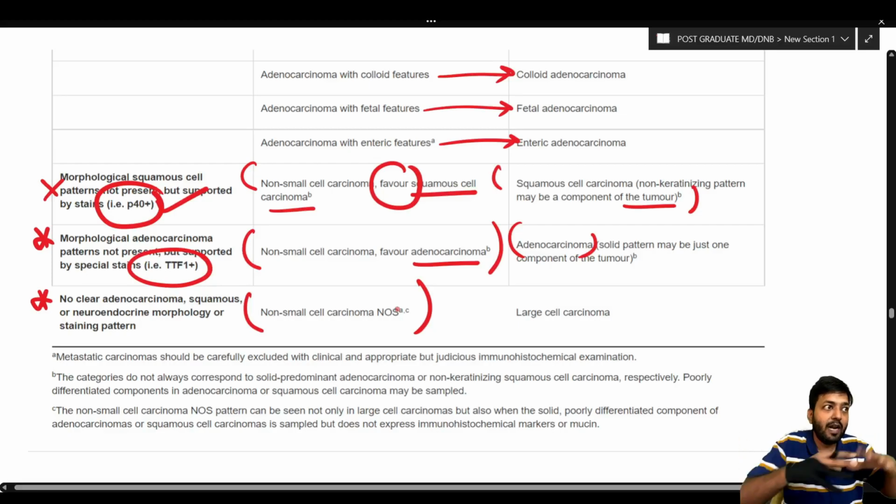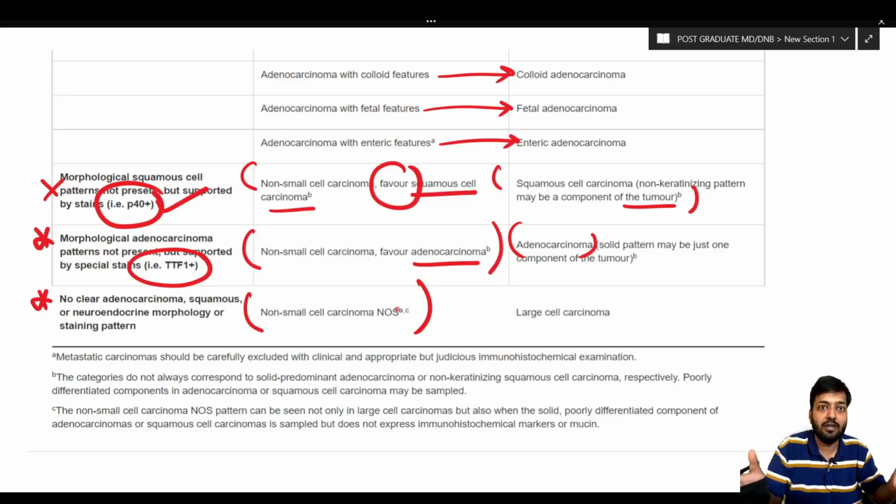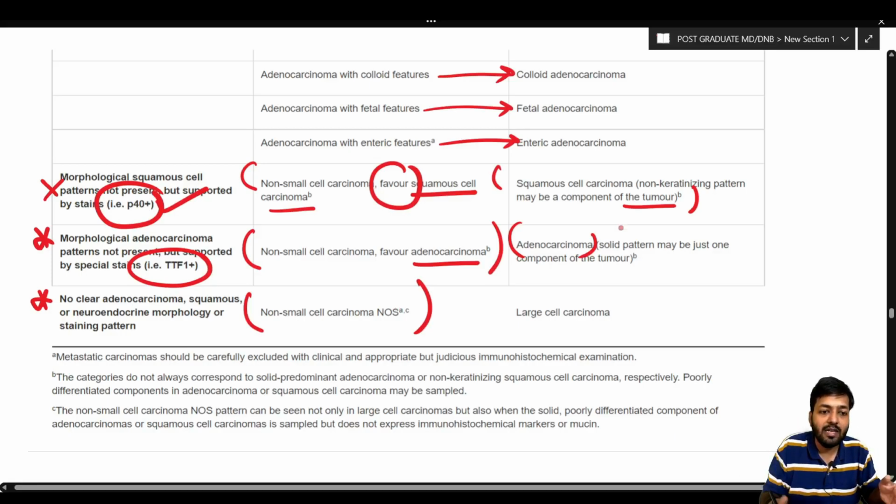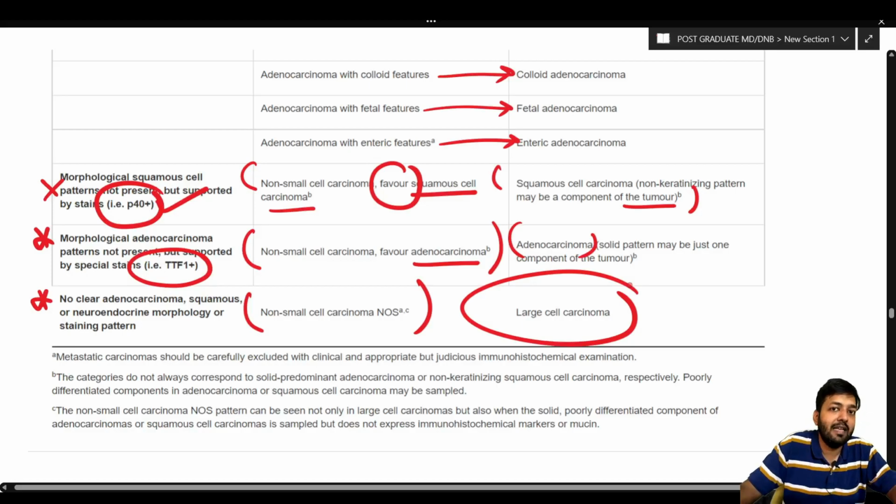Now the same thing, if you are getting a resection specimen and again you are not sure what the tumor type is, it is not a small cell, it is not a large cell neuroendocrine, it is not an adenocarcinoma, it is not a squamous cell, then by exclusion it is a large cell carcinoma. So this can only be made on a resection. I hope this is very crystal clear to everyone.